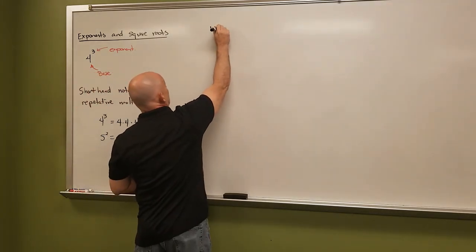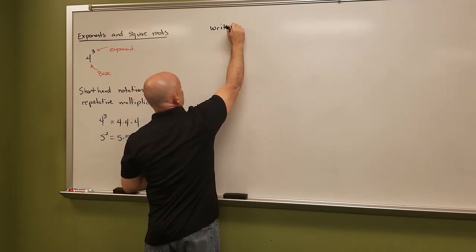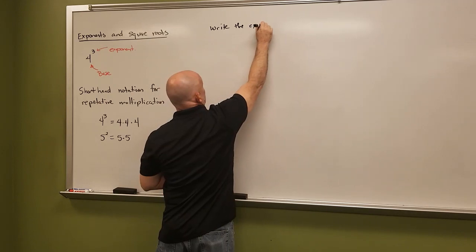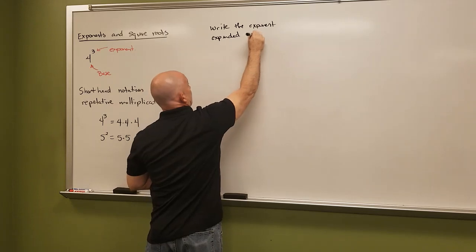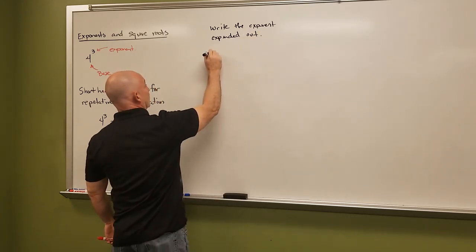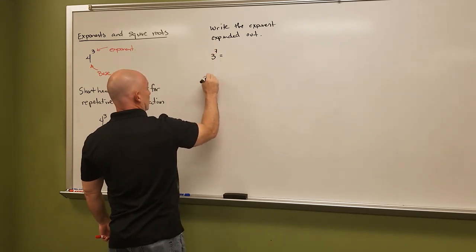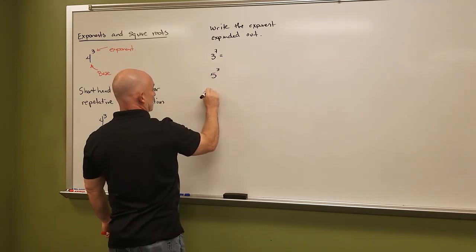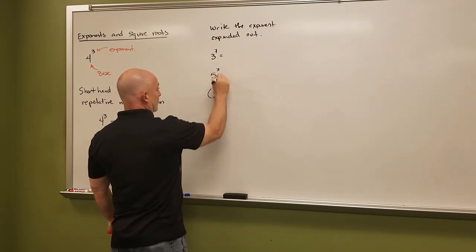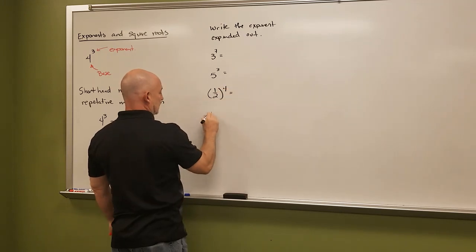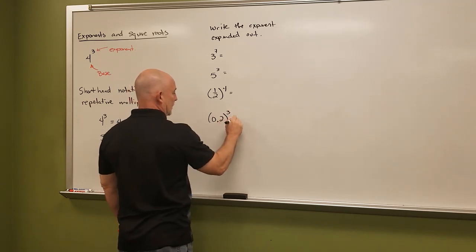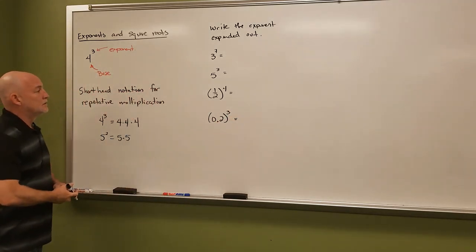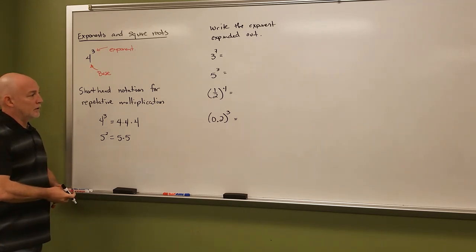So write the exponent expanded out. So let's say I gave you, I don't know, 3 to the 7th, 5 to the 3rd, 1/2 to the 4th, and let's do 0.2 to the 3rd. All right, so take a second, pause the video, see if you can expand those out, and then we'll pick it back up together.